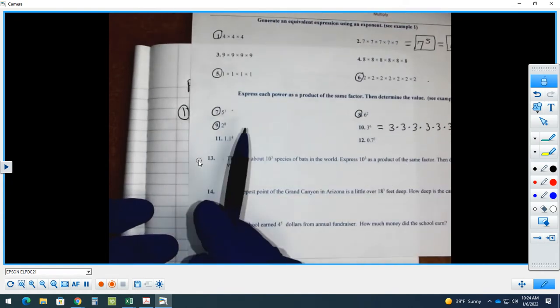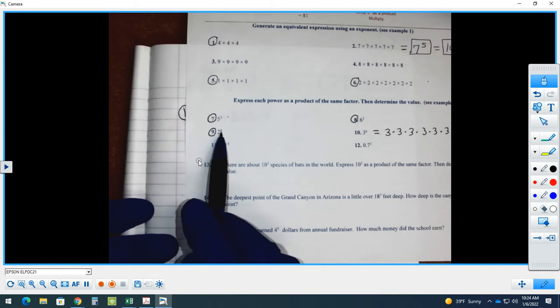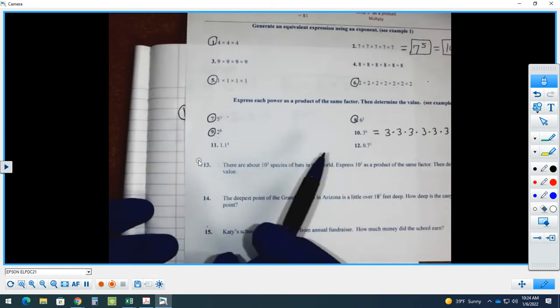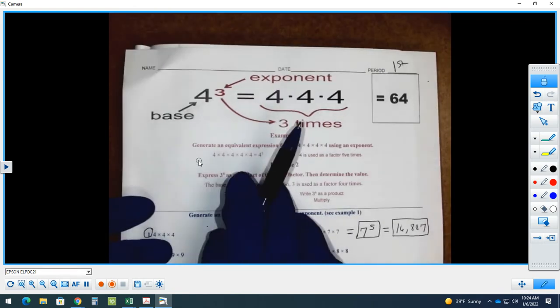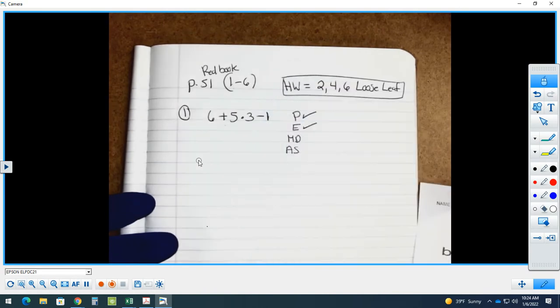So for example, this one, it says 2 to the 8th power. It means to write the 2 how many times? 8. You're going to go 2 times 2 times 2 times 2 times 2, 8 times. That's what exponents do. Well, this one doesn't have exponents, so we can just say check.